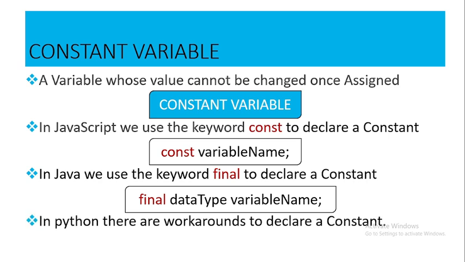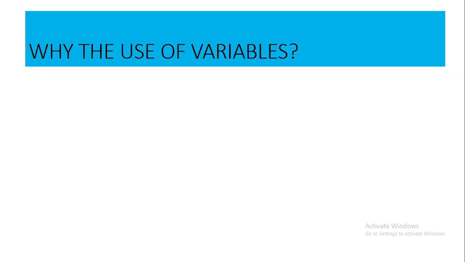In Python, there are workarounds to declare a constant. So we do not have a specific keyword like const in JavaScript and final under Java in Python that we use to declare constant variable. But we have some workarounds that we normally adapt when we want to use a constant variable in Python programming language.